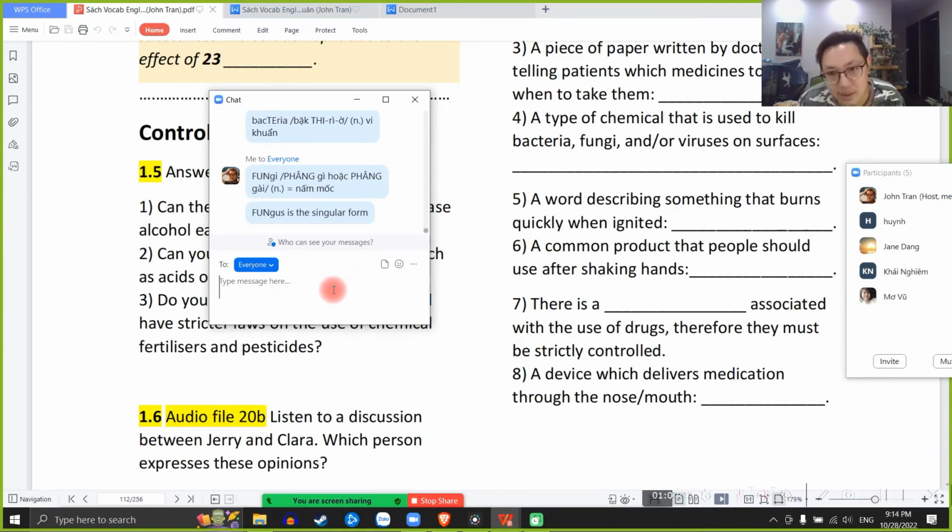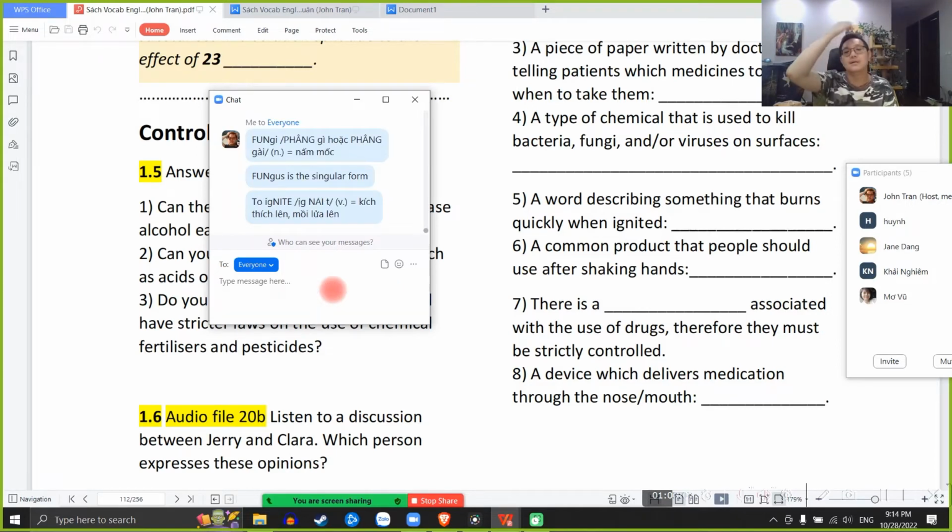Number 5. A word describing something that burns quickly when ignited. To ignite. What's that? Ignite là kích thích lên. Mồi lửa cho nó cháy lên, mồi lửa lên, kích thích lên, to ignite. Một cái từ miêu tả một cái gì đó mà nó đốt cháy nhanh chóng khi mà nó bị mồi lửa lên.